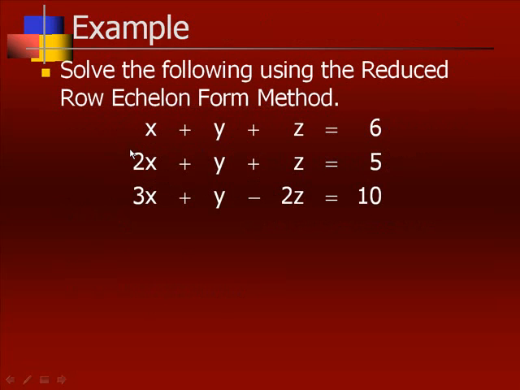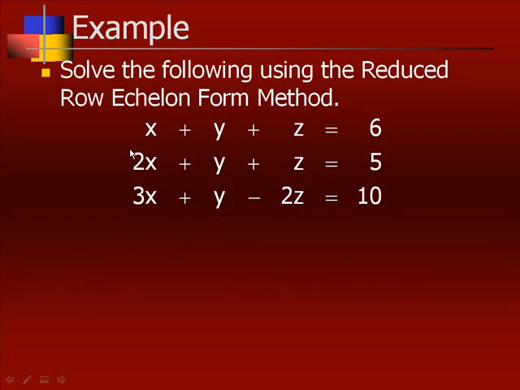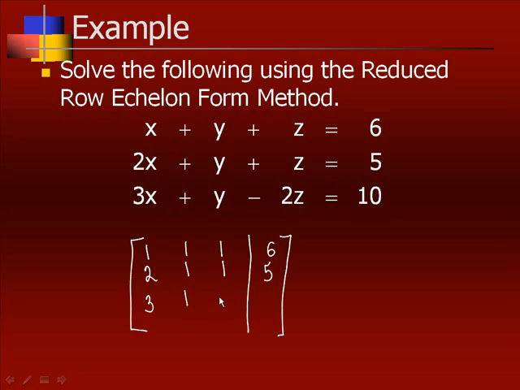Okay, so it says solve the following using the reduced row echelon form method. First, we're going to transform the system into an augmented matrix. So if we do that, we get 1x, 1y, 1z, draw your line, 6. We get 2x, 1y, 1z equals 5. And we get 3x plus 1y, -2z is equal to 10. So this would be the augmented matrix.